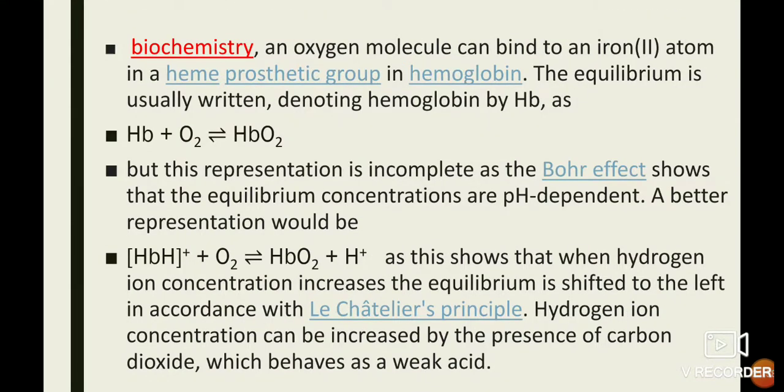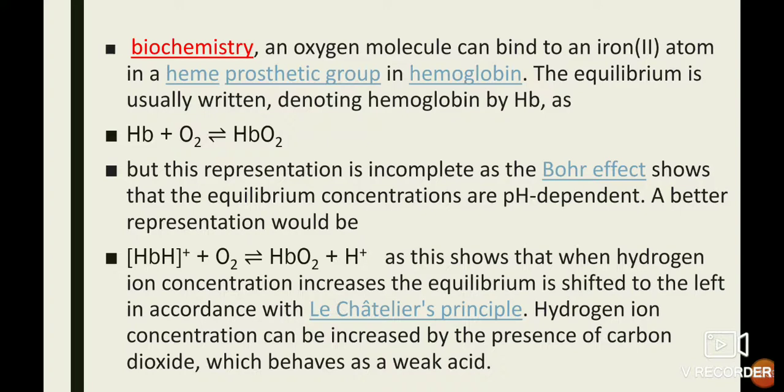Applications in medical science include pH selectivity of extraction, related with pH in biochemistry. In biochemistry, an oxygen molecule can bind to an iron(II) atom in a heme prosthetic group in hemoglobin. The equilibrium is usually written, denoting hemoglobin by Hb, as Hb plus O2 gives HbO2, meaning oxyhemoglobin. But this representation is incomplete because of the Bohr effect.